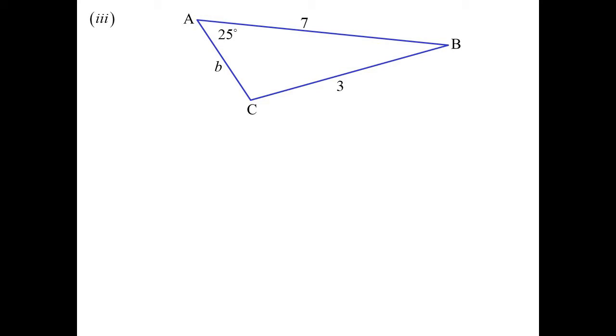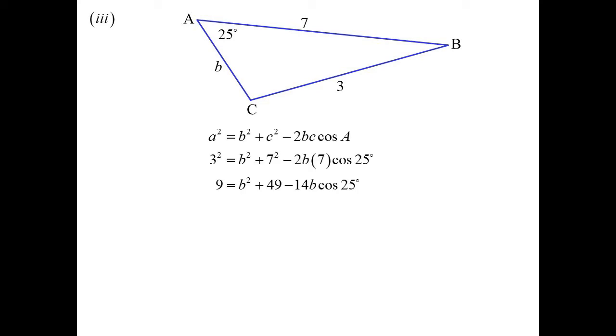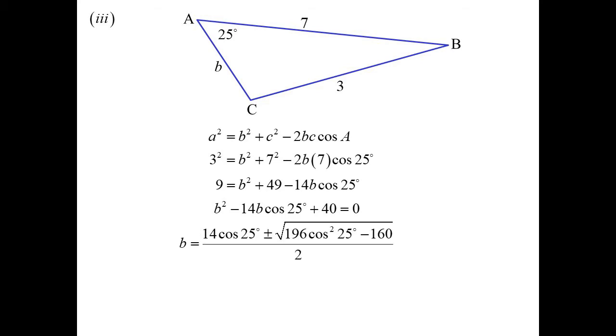The angle I know is a, so I'll set it up so that it's a squared equals. So a squared is b squared plus c squared minus 2bc cos a. And I'll substitute in for that. The difference here is I actually know what a is, I don't know what b is. So I want to make b the subject. Well, I end up with a quadratic equation: b squared minus 14b cos 25 plus 40. So, quadratic formula, negative b plus or minus square root of, etc., etc., etc. So I get 2 possibilities.